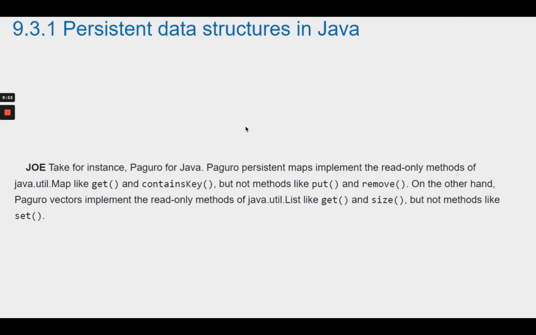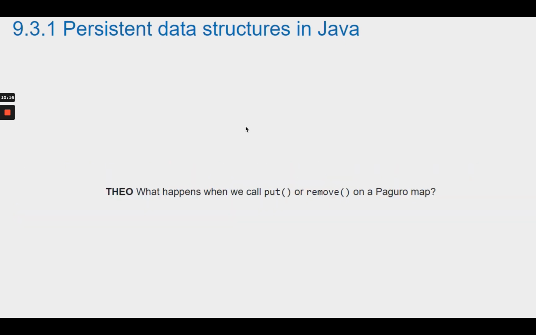Joe: Take for instance Paguro for Java. Paguro persistent maps implement the read-only methods of java.util.Map, like get and containsKey, but not methods like put and remove. On the other hand, Paguro vectors implement the read-only methods of java.util.List, like get and size, but not methods like set. Theo: What happens when we call put or remove on a Paguro map? Joe: It throws an unsupported operation exception.